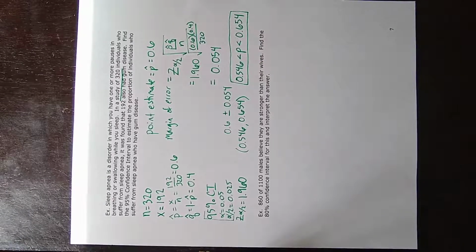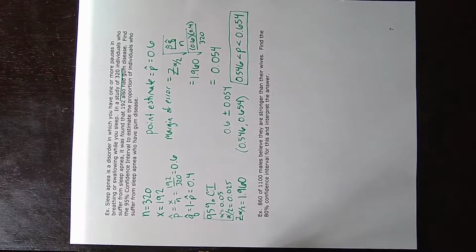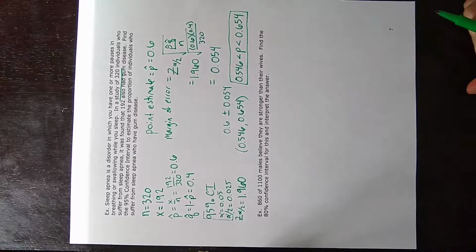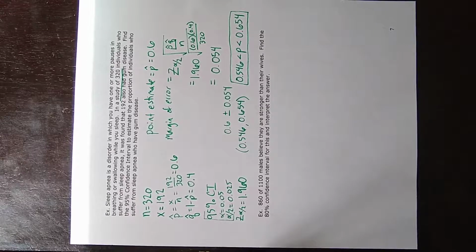Okay, another one. This one looks pretty short. Again, there's just a few numbers given to you and you have to identify what's what and put them all in the right spots. 860 of 1,100 males believe they are stronger than their wives. Find the 80% confidence interval for this and interpret the answer.